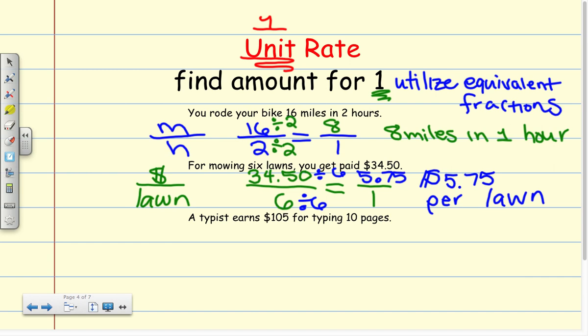Now, some of you might have some family members that are medical transcriptionists or something like that, maybe work at home. Well, they usually get paid per page or per word that they type, okay? So let's just say that I get $105 for typing 10 pages. How much do I get for typing 1 page? And I want you to do that on your whiteboard.